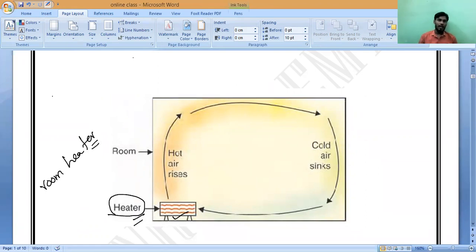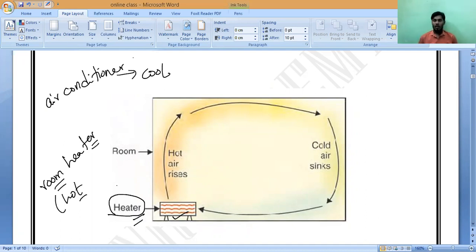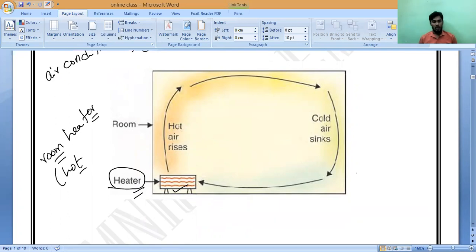Like an air conditioner. What will an air conditioner do? An air conditioner will give cool air. Is it yes or no? So an air conditioner will make the room cool, but a room heater will make the room hot. Is it yes or no? Yes, sir. So now what will happen? How will it happen? Observe very carefully in this process.